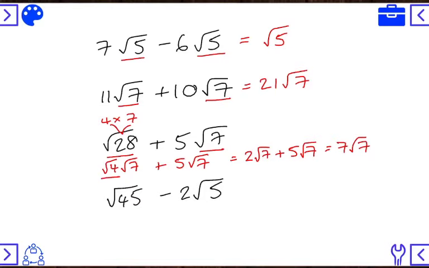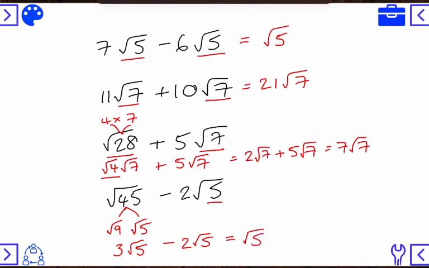Now, in a similar fashion to the next question, I've got a clue, the fact that the number's got to have 5 underneath the square root, and in this case we can split root 45 into the square root of 9 and the square root of 5, of which the square root of 9 is 3, so I've got 3 root 5. Taking away 2 root 5, and I get 1 root 5, or just root 5, as being the answer.